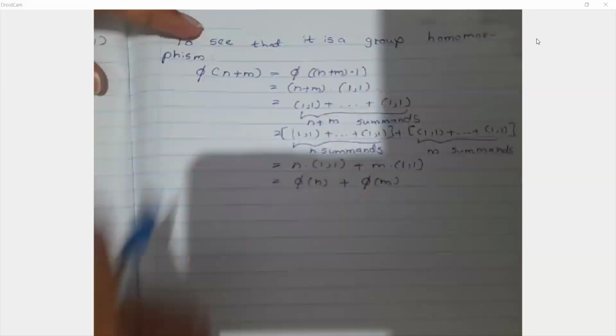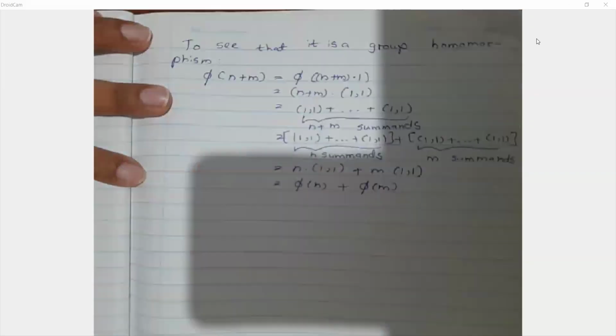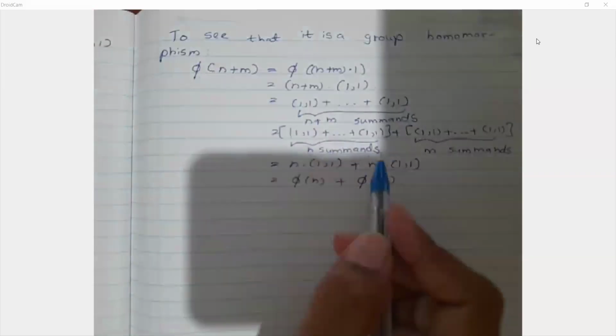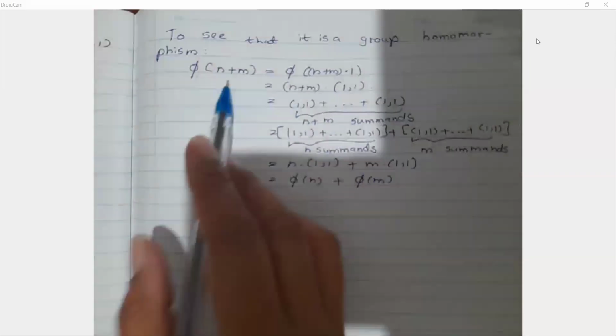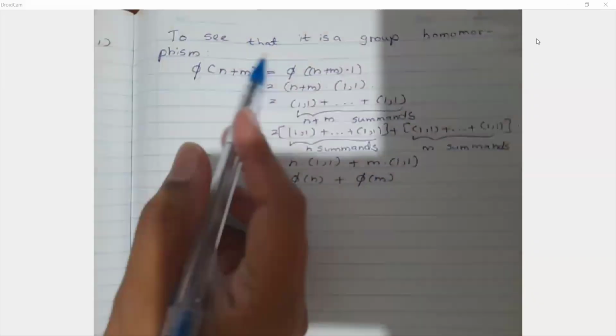Phi is actually from Z_RS to this direct product. So addition over here refers to addition modulo RS. We have to keep that in mind, okay? Early on I said addition under integers, but no, we are actually looking at the group Z_RS, so it's addition modulo RS. So we see that it's a group homomorphism. Now we only need to check the multiplicative condition.